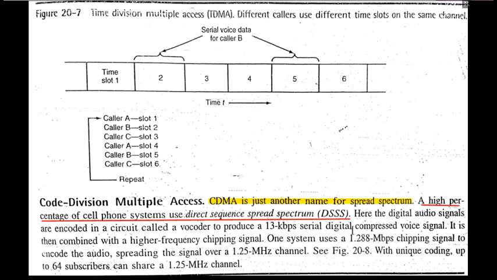So basically what is happening, the digital audio signal is converted into the voice code, and that voice code is done by the circuit which is called the vocoder.